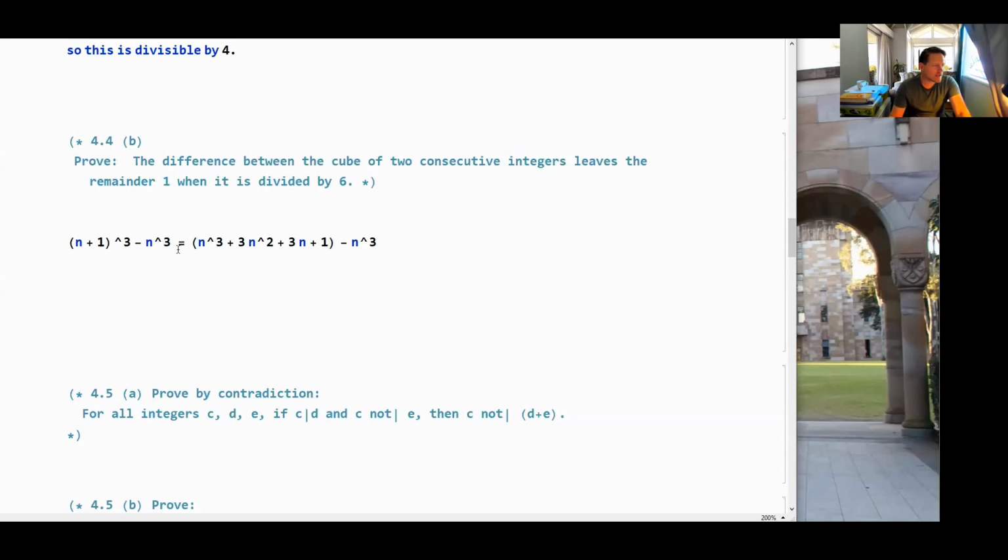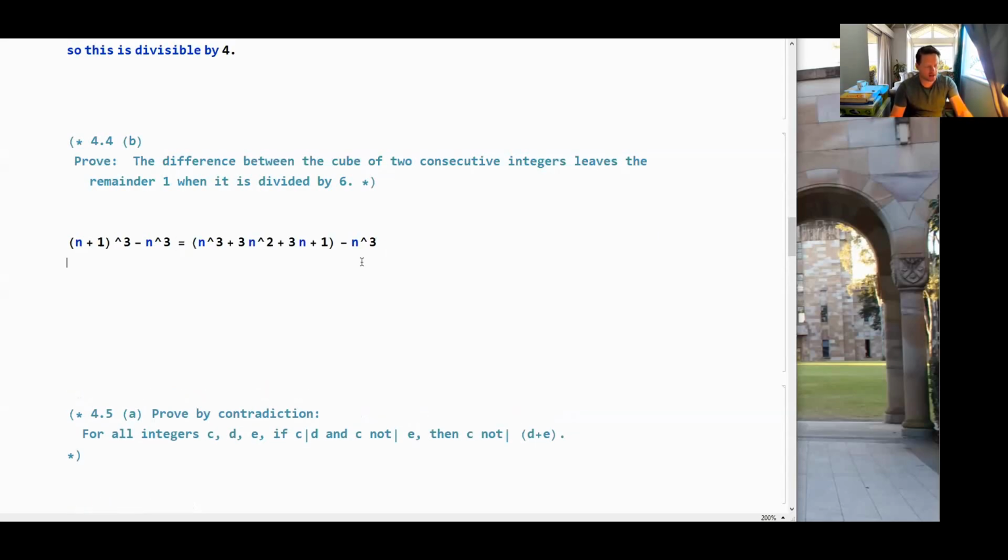Okay, good. Now, next, let's make a new line and simplify that. What we want to do now is cancel the 2 n cubes there, this one and this one. So let's cancel those. And then we have 3n squared plus 3n.